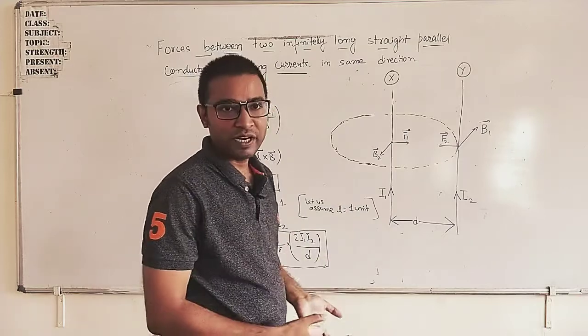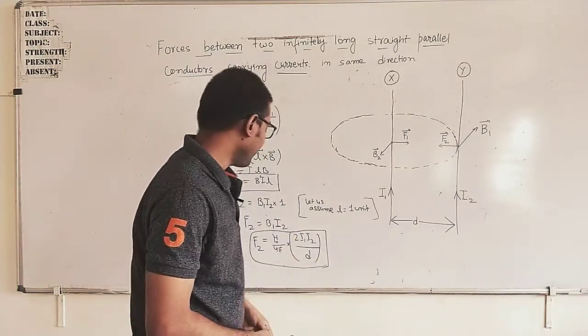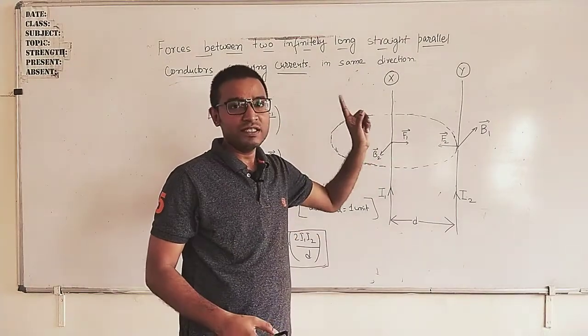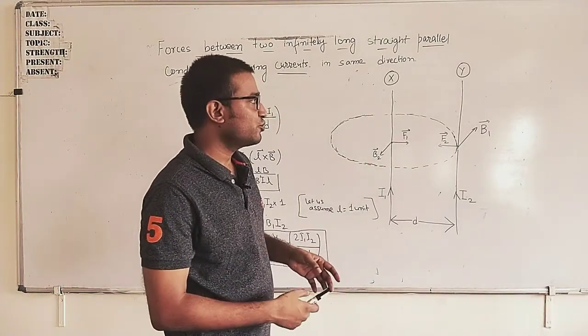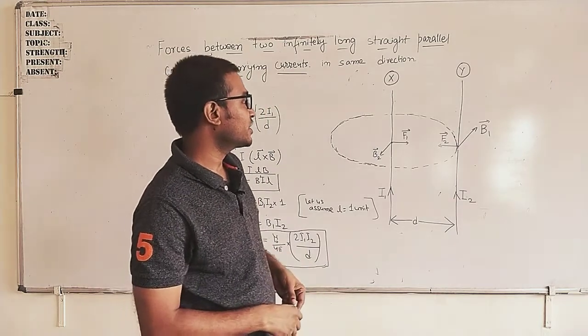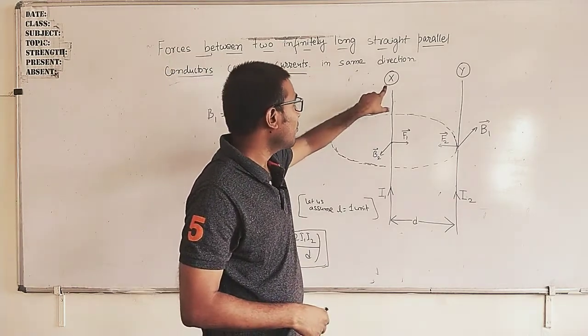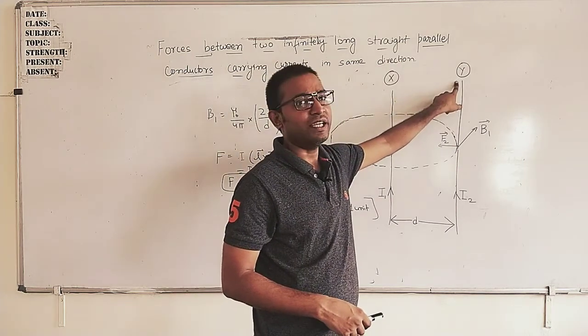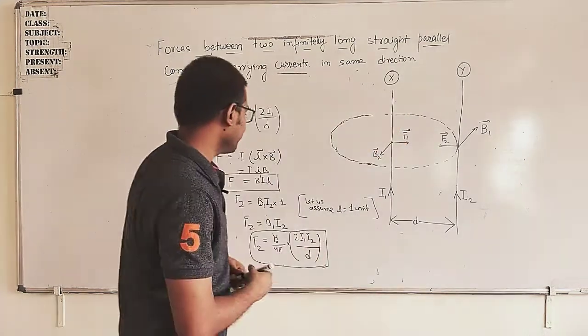So we have found the expression for the force, and we have found the direction. The direction is towards the wire X. Similarly, we can just do the reverse. We can easily find the expression for the force acting on the wire X due to the current carrying wire Y. Let us start.